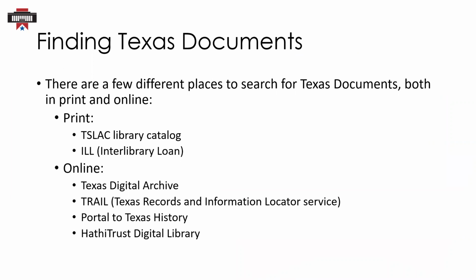There are a few different places to search for Texas documents, both in print and online. In print, you can search the TSLAC Library Catalog, and I'll go over accessing this material via interlibrary loan. Online, you can search the Texas Digital Archive, TRAIL, or Texas Records and Information Locator Service, the Portal to Texas History, and the HathiTrust Digital Library. The Digital Archive and TRAIL will contain more recent Texas documents. Some databases may be preferable depending on the time period of the publication and the original format.